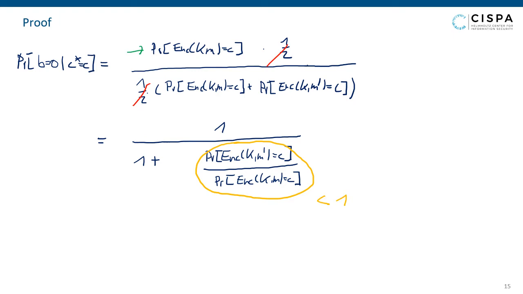So now this term here is smaller than 1. Well, why is that the case? Well, by our assumption, and this is really now the only place where we use this, by our assumption from the beginning, the probability Enc(K, M) equals C is truly greater than the probability Enc(K, M prime) equals C. So overall, if this part here is smaller than 1, then it follows that this fraction here is greater than 1/2. And we're done with this part of the proof.